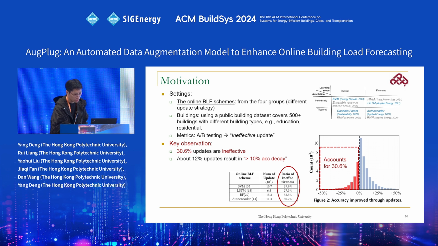Here the table shows the statistical results, and we also draw a histogram for better visualization. The results show that about 1/3 of the update operations are ineffective, and 12% of updates result in at least 10% accuracy decay.